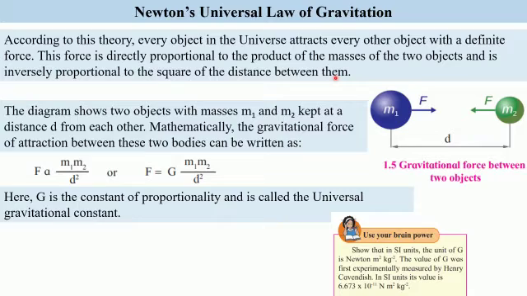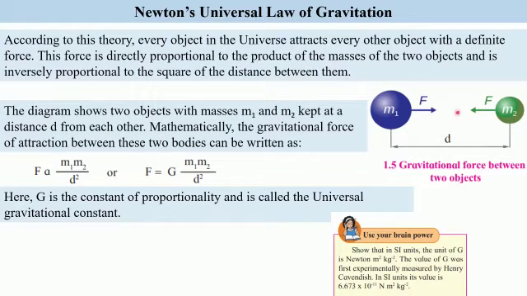So according to Newton's universal law of gravitation, there is a force of attraction between any two objects in the universe, and every object attracts every other object with a force. And this force is directly proportional to the product of the masses of the two objects, and it is inversely proportional to the square of the distance between them.